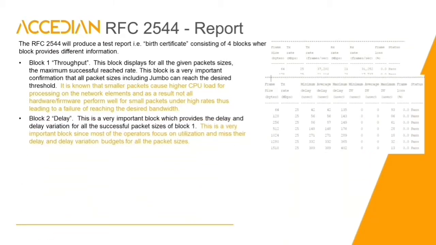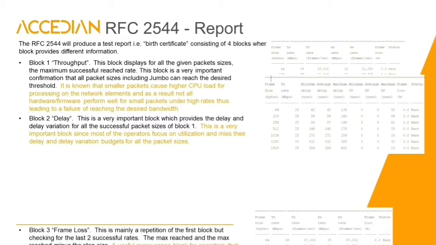Block 2, which is delay and delay variation focused. This is also a very important block which provides delay and delay variation for all the successful iterations of the previous block. This is a very important block since most of the operators focus on utilization and miss their delay and delay variation budgets for all packet sizes. So this will check whether the delay and delay variation are still within the specs for all the packet sizes. This is not a success criteria for the report, but it's a very useful part in the test.